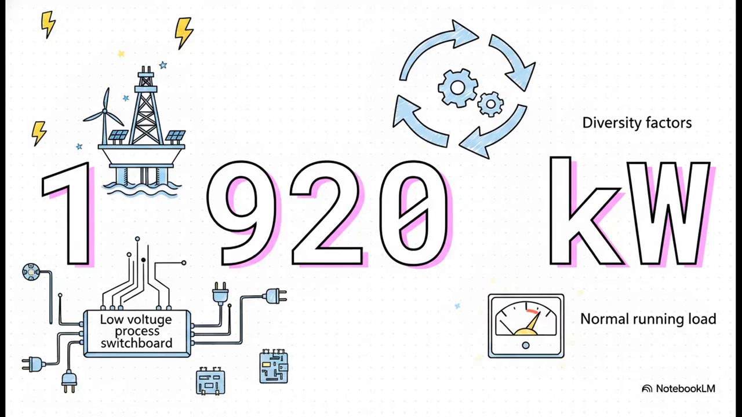Just to prove this math actually works in practice, the source material gives us a brilliant real-world example. A single low-voltage process switchboard on an offshore platform, once you apply all those continuous, intermittent, and standby diversity factors we just talked about, synthesizes all the way down to a highly precise normal running load of exactly 1,920 kilowatts.